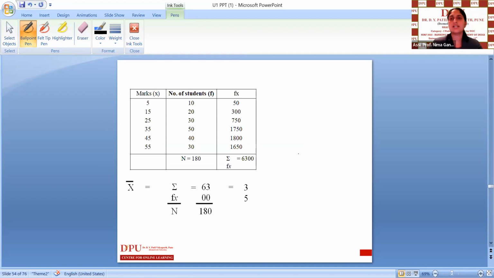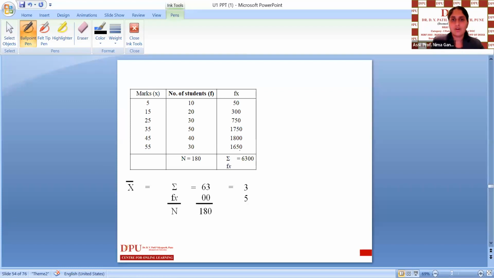So now here xi values are given. fi is given. So you are directly finding out fi xi. So that is a multiplication of the numbers in the two columns. That is 5 into 10 is 50. 15 into 20 is 300. 25 into 30 is 750. 35 into 50 is 1750. 45 into 40 is 1800. 55 into 30 is 1650.